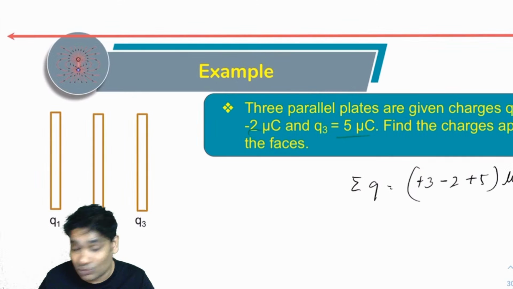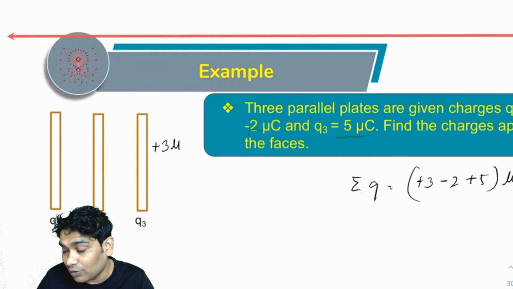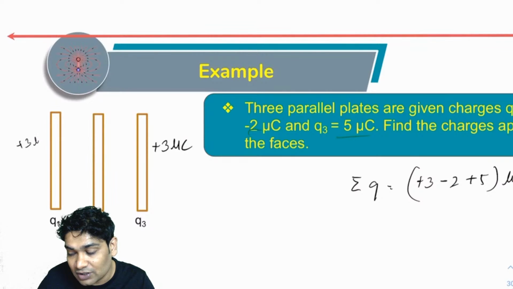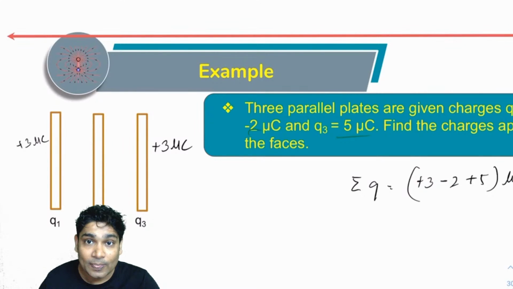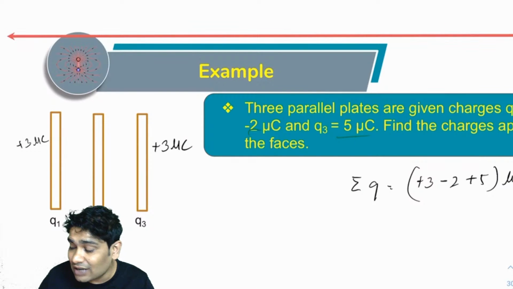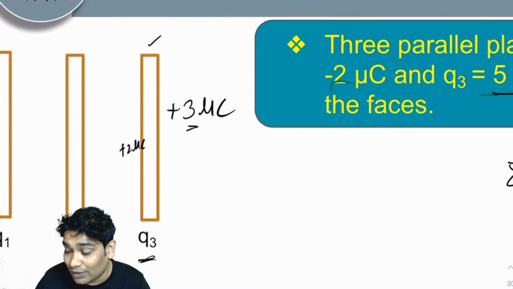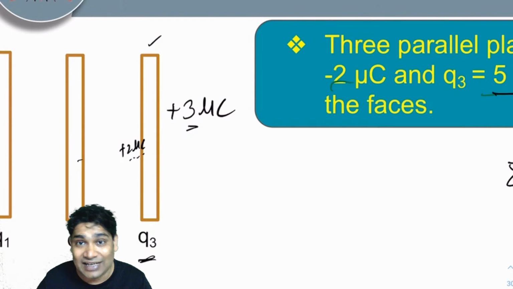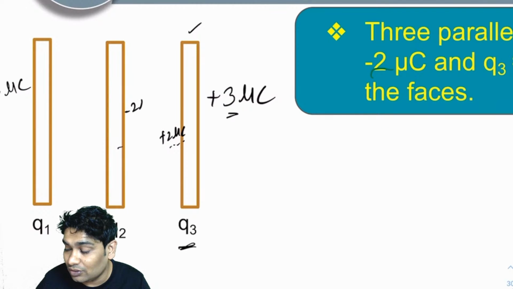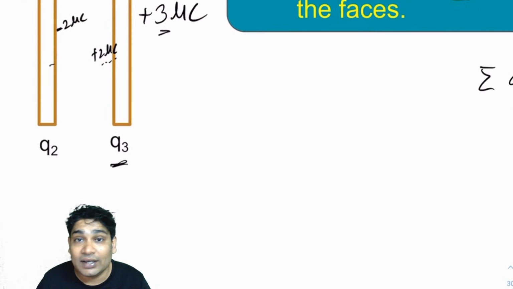Now I know half of this has to appear here. So plus 3 microcoulomb appears here and half of it appears here. So plus 3 microcoulomb appears here. Now I can start from any of the end plates. So remember this is how we are going to do it. So let's start with this end plate. So this Q3 was supposed to be 5, out of which 3 has already come here. So how much will come on the other side? Plus 2 microcoulombs. If this gets a plus 2 microcoulomb charge, the facing side has to have a negative 2 microcoulomb charge.